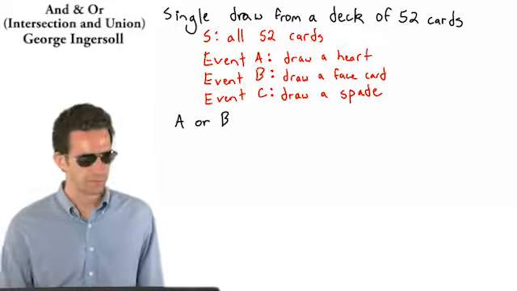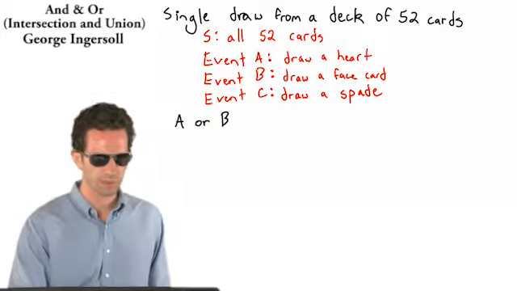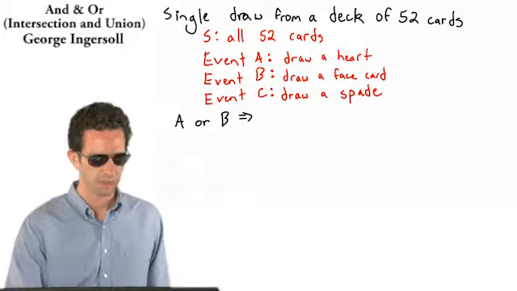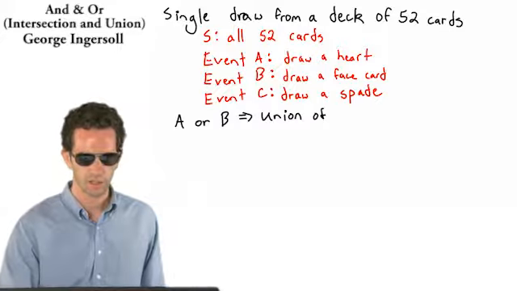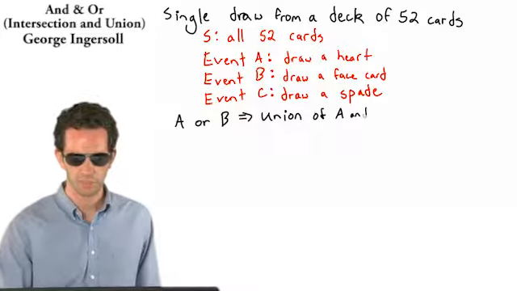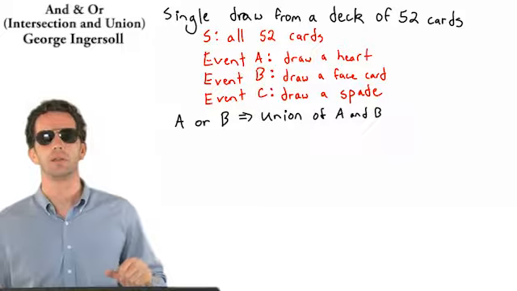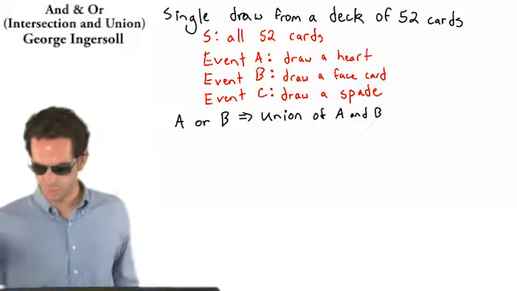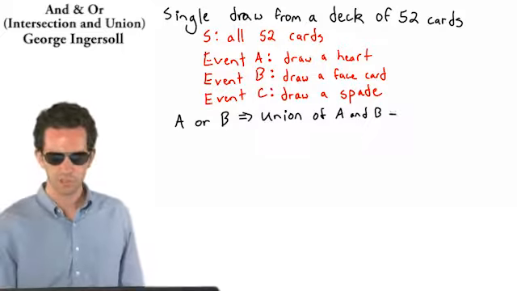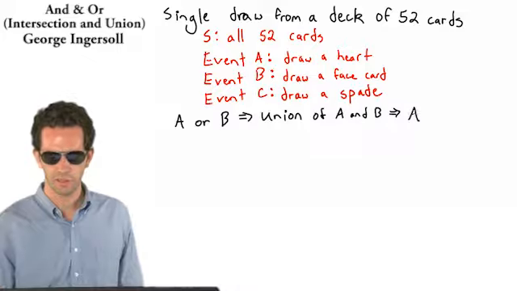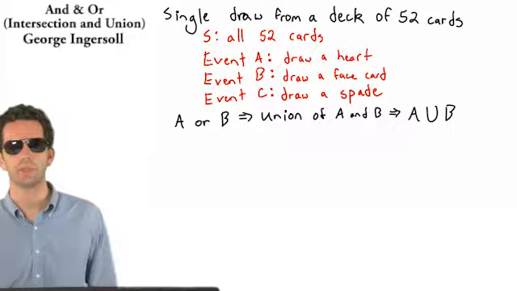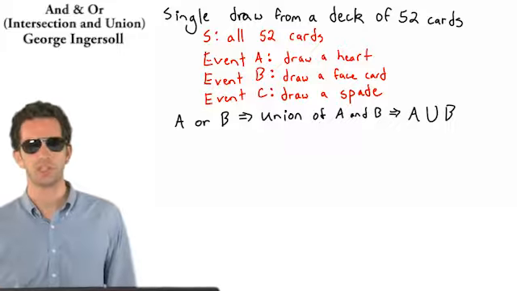And this is represented as the union of A and B. It's just a fancy term for OR, just like intersection was AND. Union is OR, union of A and B. And it's represented as A ∪ B.